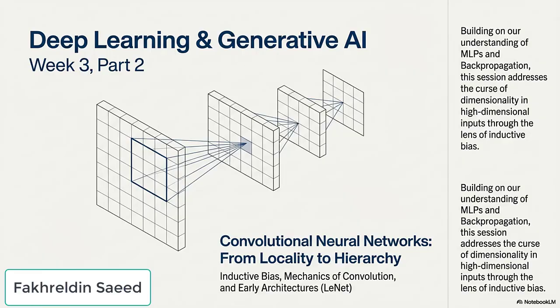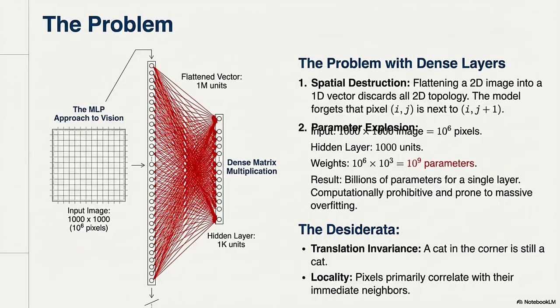So here's our game plan. First, we're going to see exactly why we need convolutions in the first place by looking at why standard multilayer perceptrons just don't work for images. Then we'll assemble our architectural toolkit, the essential building blocks for any CNN. After that, we'll see how stacking these blocks together lets the network build up a powerful feature hierarchy. And finally, we'll put it all together by looking at a pioneering case study, the LeNet architecture. Okay, let's dive right in.